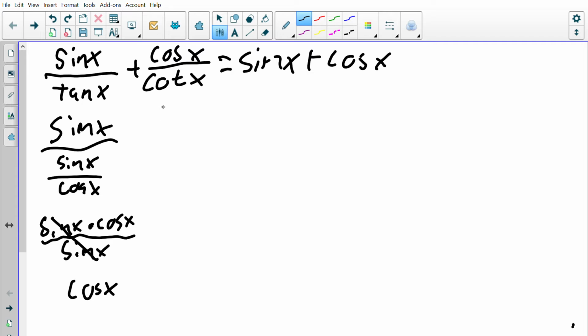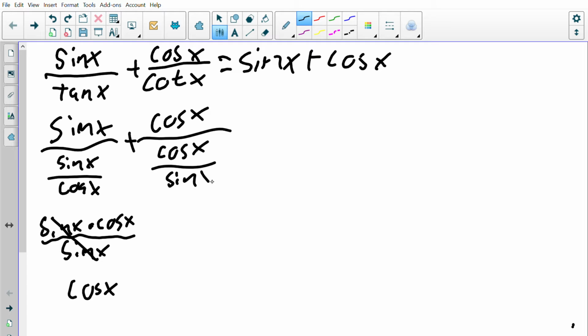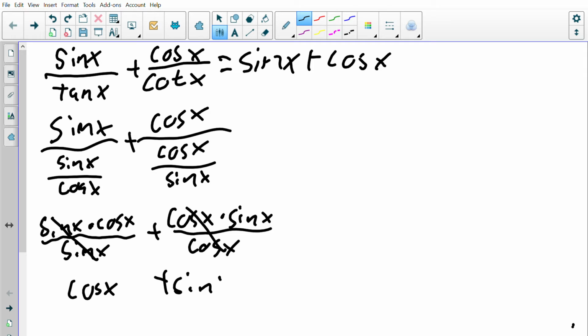I'm going to do the same thing here. It is either cosine or sine. Those are my two choices. So this one would be cosine of x over sine x. Fraction over a fraction. Flip, multiply. This was the top. It is now the bottom. And then I have cosine and cosine that cancel each other out. So I have cosine x plus sine x, which is the same as sine plus cosine. So this would be true.